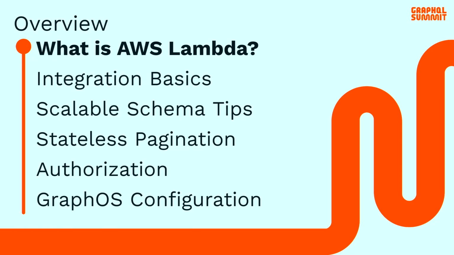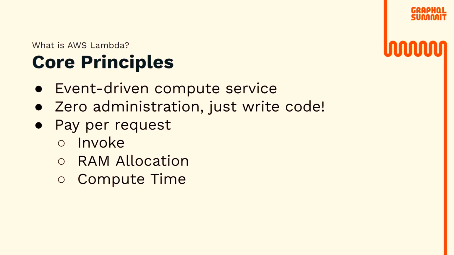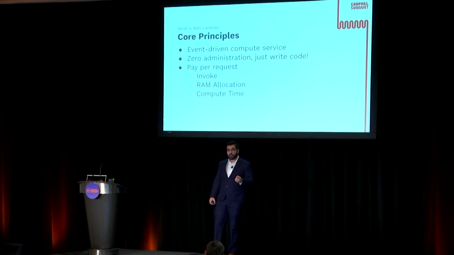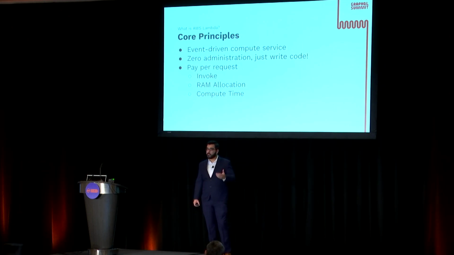So let's start off. What is AWS Lambda? Well, first and foremost, it's an event-driven compute service, meaning that it only runs your code when an event comes in. It has zero administration, meaning you give it the code and it just runs it for you. And finally, it's pay per request. There's a few variables that can configure how much it costs. First, a static cost for every single invocation of the function. Then, RAM allocation. The more RAM you need, the more expensive it is. And finally, the longer your function takes to run, the more expensive it's going to be.